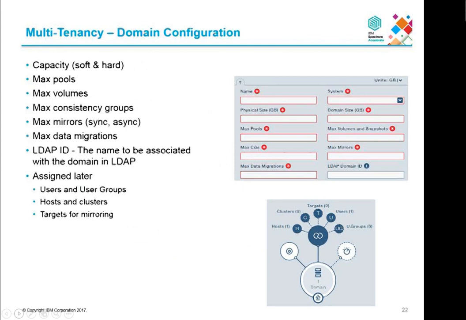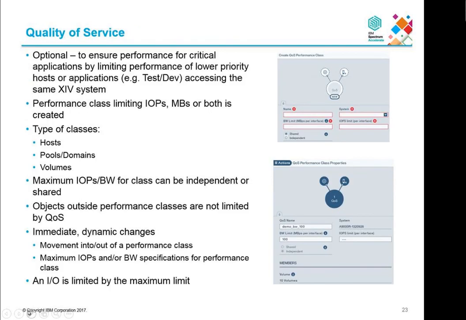Again, here are some of the things I can assign to the domain as part of the multi-tenancy. Quality of service is probably more important. I can set quality of service on a domain basis, on a volume basis, on a pool basis, or on a host basis. And I can limit either IOPS or bandwidth.